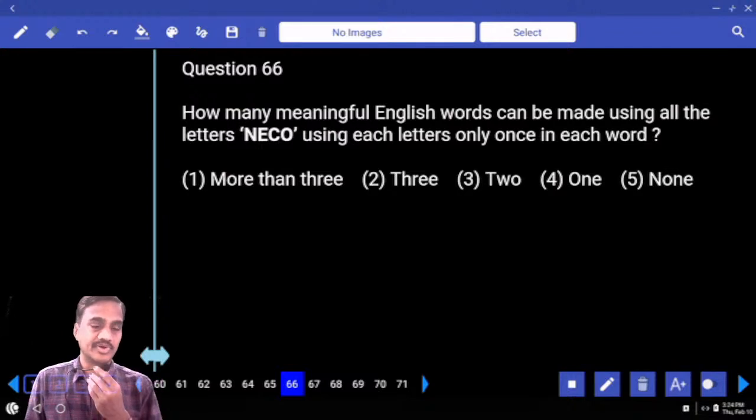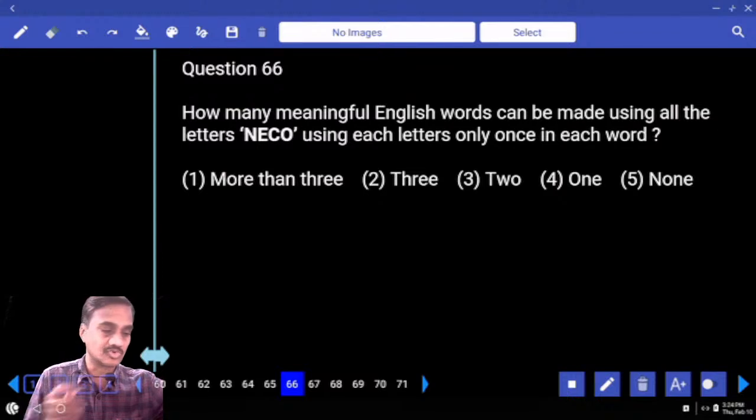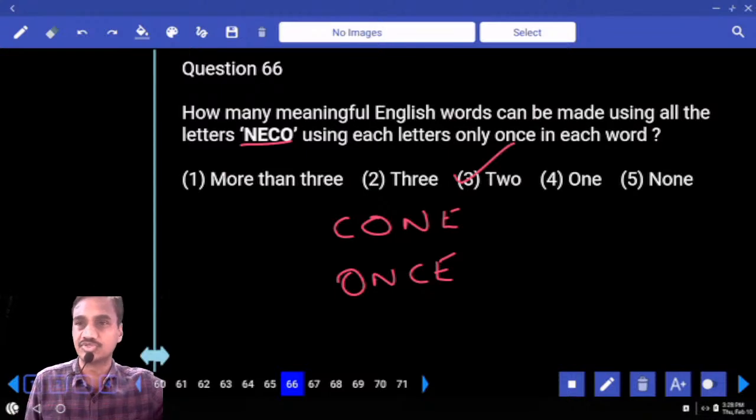Now, paper number 49. In this reasoning section, questions start from question number 66 onwards. Question number 66 is based on word formation. How many meaningful words can be formed with the help of these four letters? Cone is one such word. And what is the next one? Once. Hence, two words can be formed, that is choice 3, question number 66.